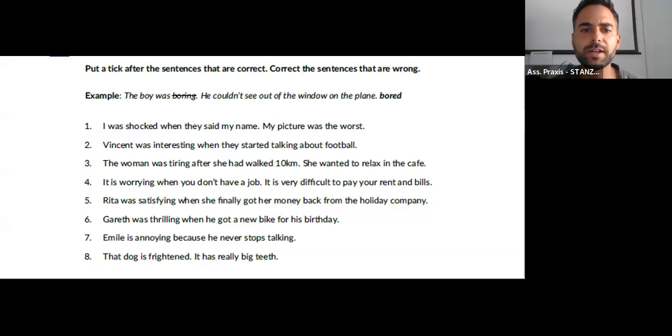Let's have a look at sentence number one. I was shocked when they said my name. My picture was the worst. This one is correct. Number two, Vincent was interested, not interesting, when they started talking about football. Vincent was interested. The woman was tired after she had walked 10 kilometers. She wanted to relax in the cafe. So the woman was tired.